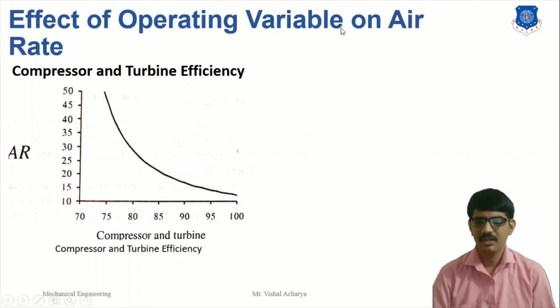As shown in the figure, when the compressor and turbine efficiency is increased, less air ratio is required. When the compressor efficiency is decreased, the air ratio is very high. In the figure, when our efficiency increases, the air ratio decreases.